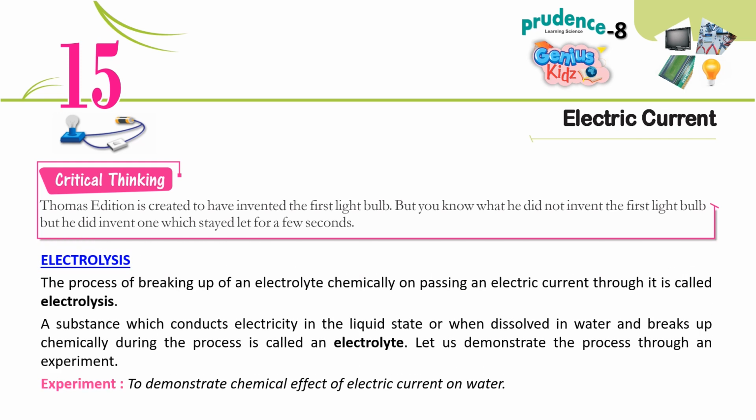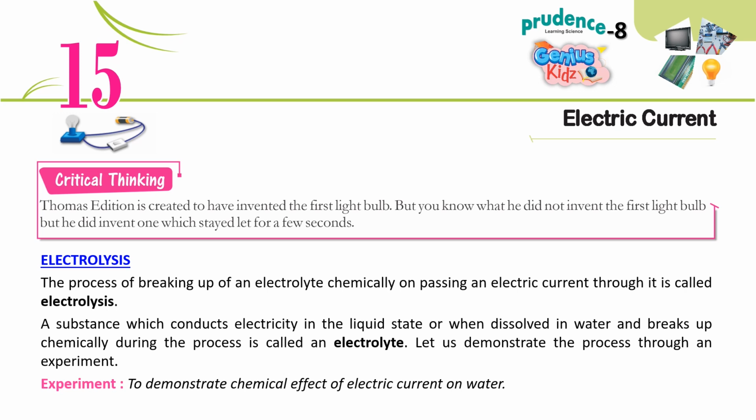Electrolysis. The process of breaking up of an electrolyte chemically on passing an electric current through it is called electrolysis. A substance which conducts electricity in the liquid state or when dissolved in water and breaks up chemically during the process is called an electrolyte. Let us demonstrate the process through an experiment.